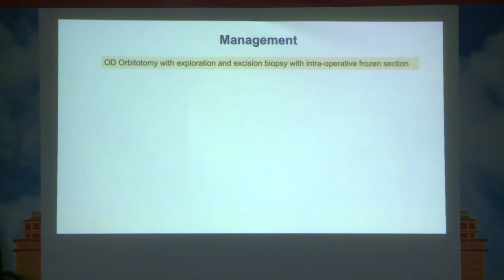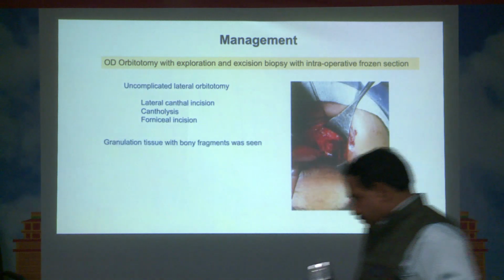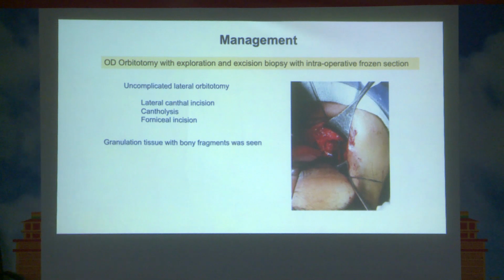We went ahead with orbitotomy with exploration and excision biopsy with intraoperative frozen section. It was an uncomplicated lateral orbitotomy, and as you can see, intraoperatively, granulation tissue was seen with bony fragments, which was taken out. Frozen section was sent, which was suggestive of a histiocytic lesion, and we were awaiting the final histopathological diagnosis and special stains, which came out to be negative.